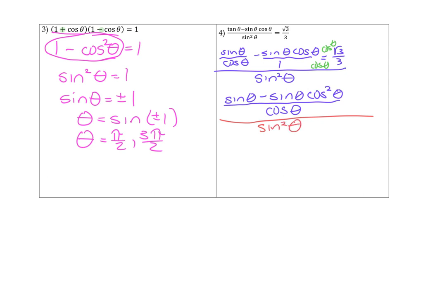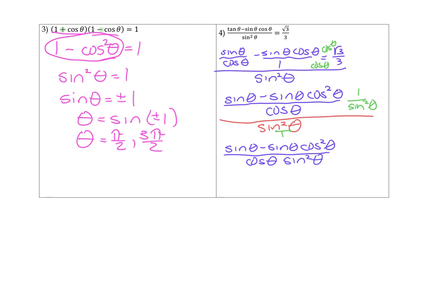And that's what happened when we were learning our identities. Everyone forgot about where that big fraction bar first comes from. So we got to keep that in mind. So now what we're going to do is get rid of the big fraction. So remember, this is sine over 1. So I'm going to multiply by 1 over sine squared theta. So now I get sine theta minus sine theta cosine squared theta over cosine theta sine squared theta.